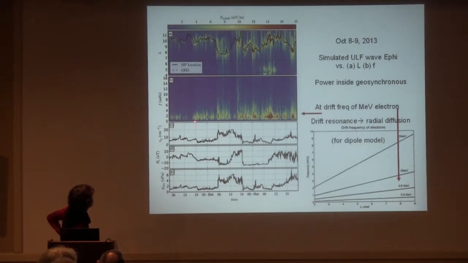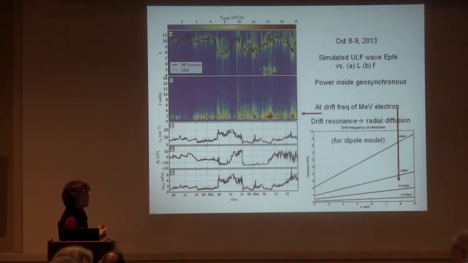There's power prior to the arrival of the shock, there's power after the arrival of the shock, it gets enhanced, and there's actually more power over here on the 9th, which you see also here as a function of L. And ULF wave power in this frequency range is exactly the right range for drift resonance with electrons in the 1 MeV or slightly lower range. And so this is just a plot of drift frequency of electrons as a function of L. And I picked out an MeV here, which corresponds to this frequency range right here.